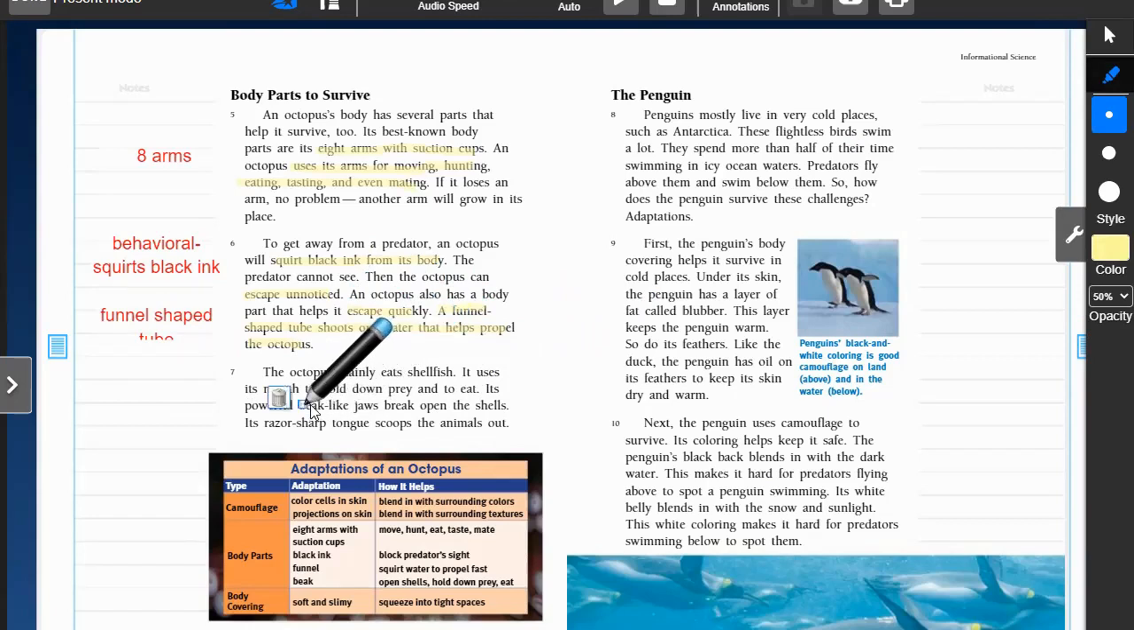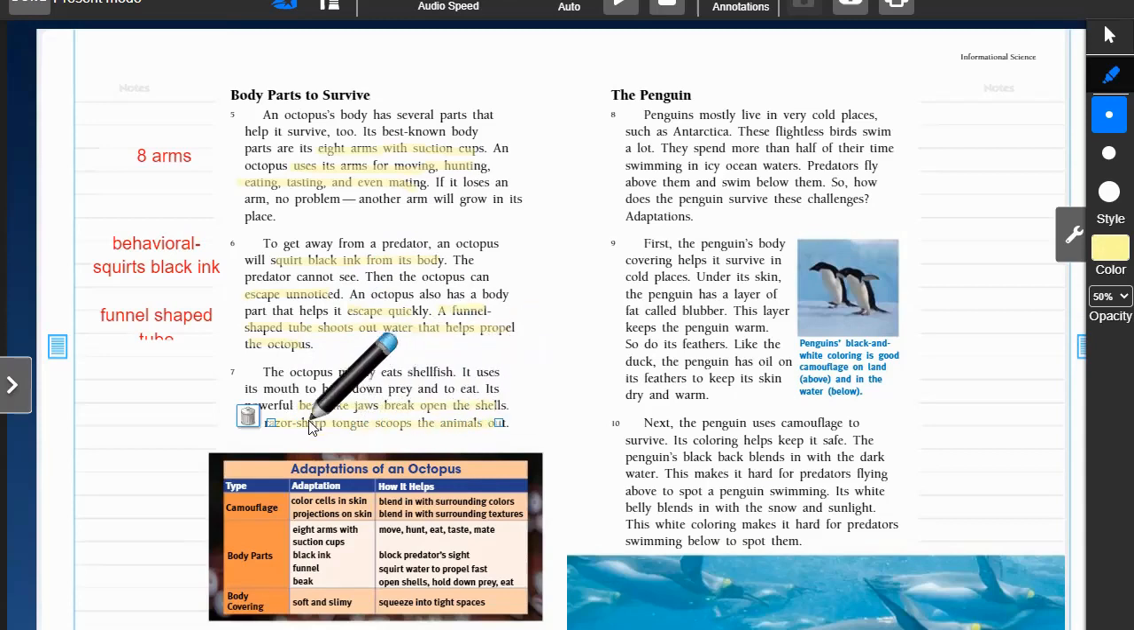And one of them is its beak-like jaw. Wow, that is interesting. I did not know that the octopus had a beak-like jaw. This reminds me of other texts we read about how some birds use their beaks to crack open nuts. So here, the octopus uses its beak-like jaw to break open shells. This is an important adaptation because in the first sentence it says that it mainly eats shellfish, so it definitely needs that beak to crack them open. Therefore, it won't starve. And then we also read that it has a razor-sharp tongue to scoop the animals out.